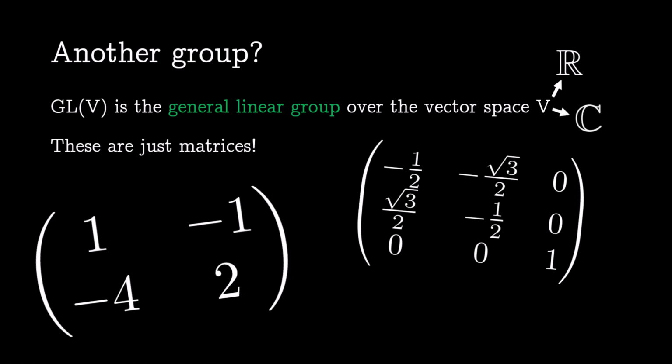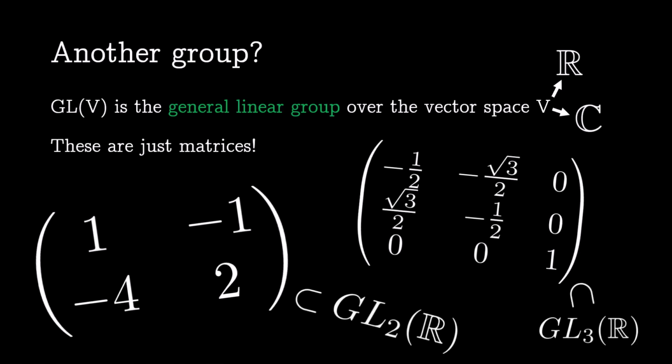Now, one more thing. These matrices aren't part of the same group because they have different dimensions. The one on the left is 2 by 2, and the other one is 3 by 3. GLV as a group only makes sense when we use invertible square matrices of the same size, so we'll specify this with a subscript. Alright, that was quite a lot about groups. Let's just take a break for a second before we continue.